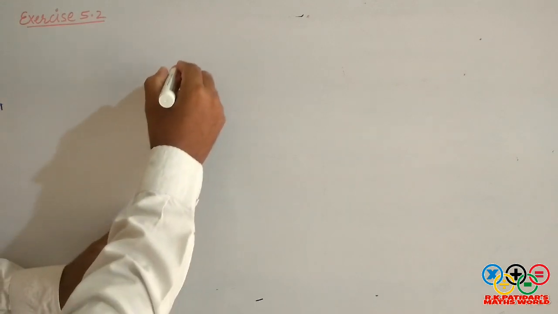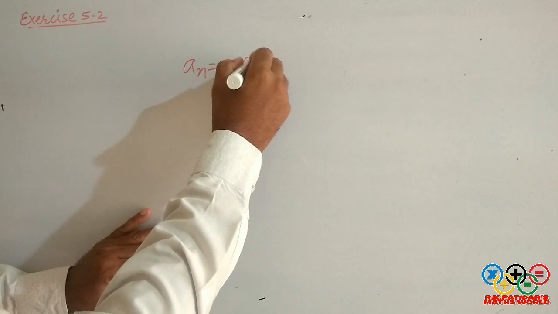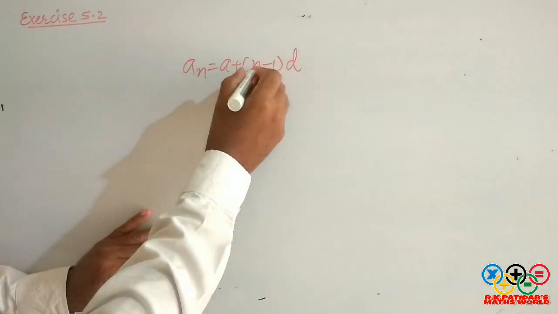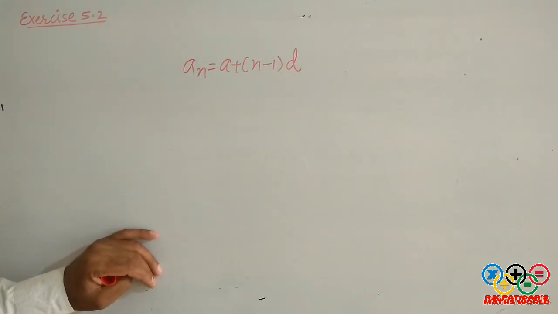In this video, we will discuss some questions of exercise 5.2. So the first question, as you see, out of 4 values in the formula an is equal to a plus n minus 1 d, out of 1, 2, 3, 4 values, as we discussed in the previous video.